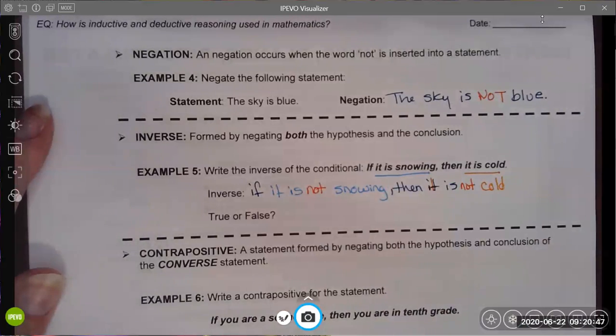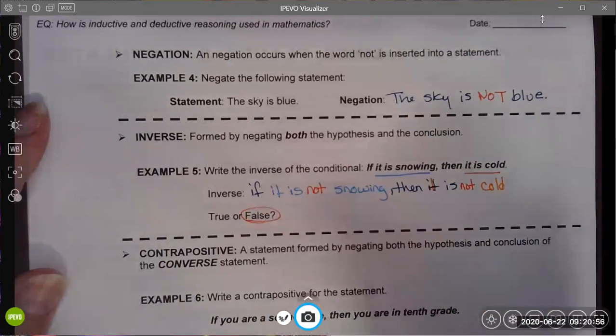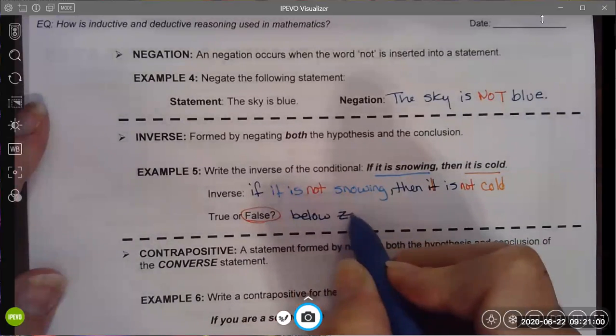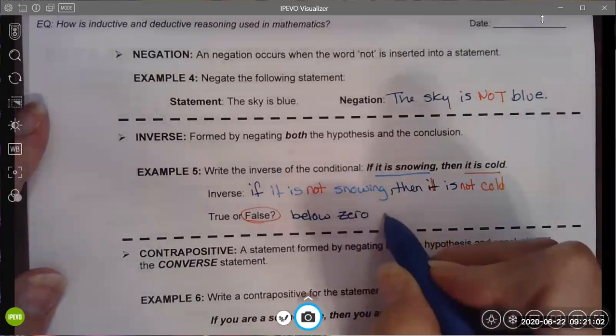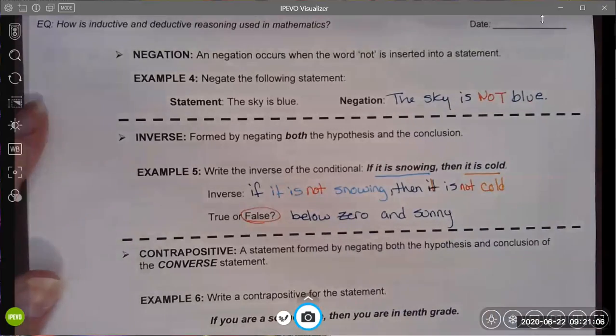Okay, is this true or is it false? If it is not snowing, then it is not cold. I argue that this is a false statement. I argue that it can be below 0 and sunny. And I see pictures of that all the time on National Geographic or the Discovery Channel.